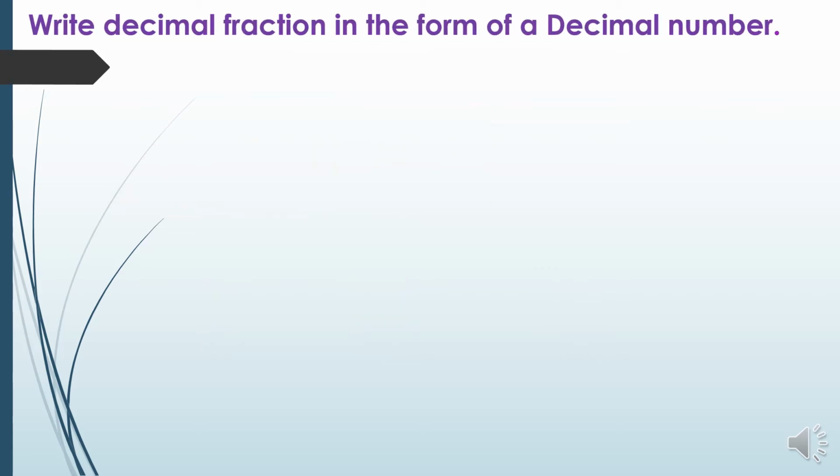Write a decimal fraction in the form of a decimal number. Example, 148 over 1000, I will write it in the form of a decimal number. First, I will put the point. I don't have a point up there. What should we do? We have to put the point beside the 148. Okay? Then we have to put the point 0 beside the 148 if I don't have a point.